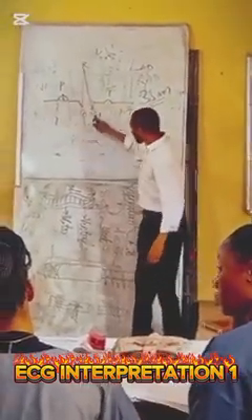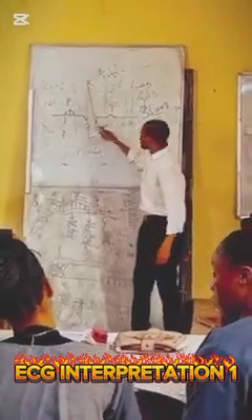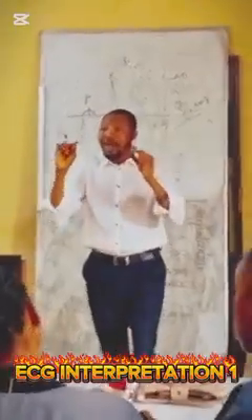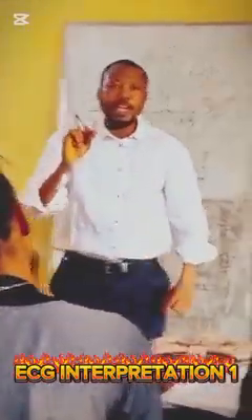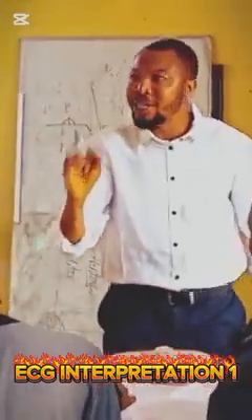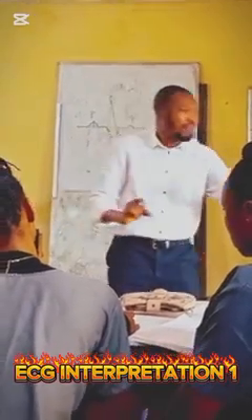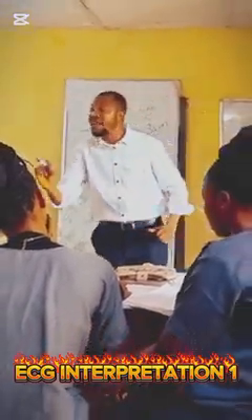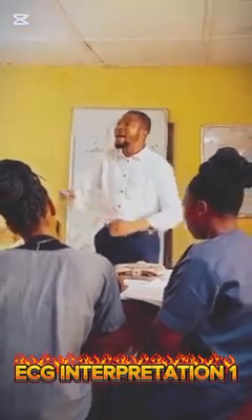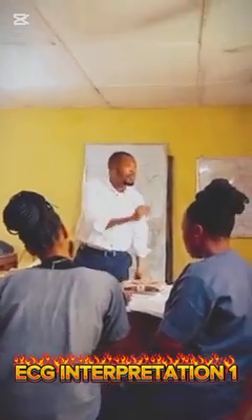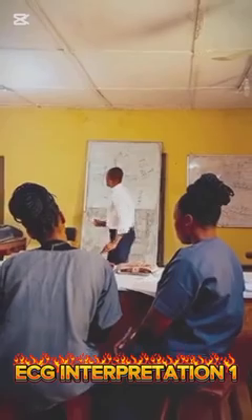That will take us to the QRS complex. The QRS complex is used to calculate the angle, the axis, of the heart. We have the normal axis deviation, we have right axis deviation, we have left axis deviation, and we have the indeterminate axis. But physiologically, the normal axis is the left.